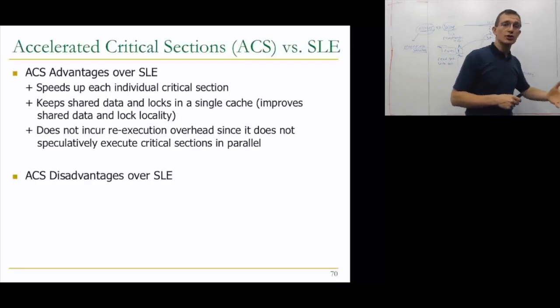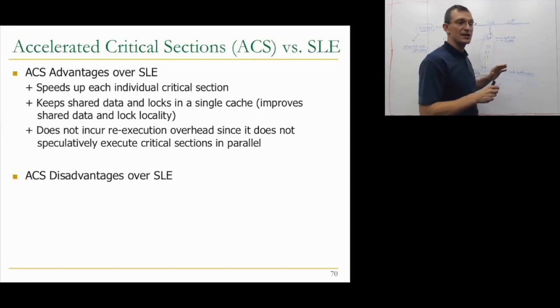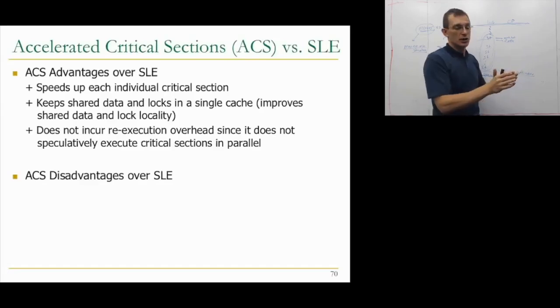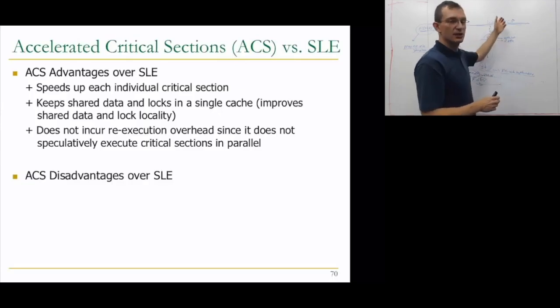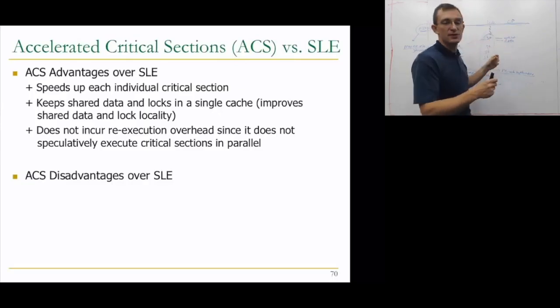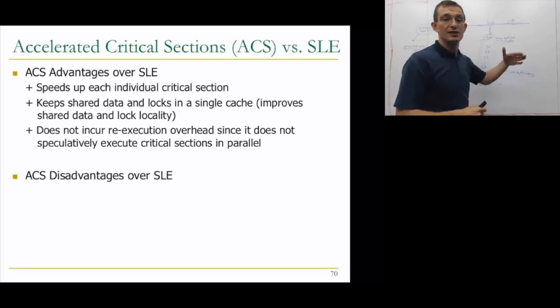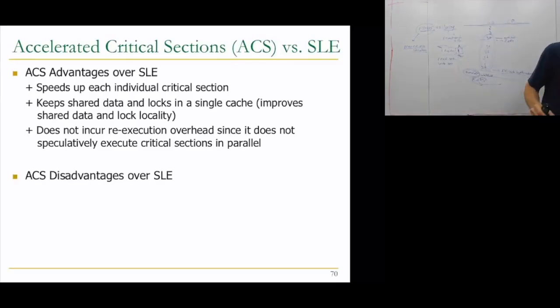And ACS works even in the presence of data conflicts. Right? If there are data conflicts, actually shipping them to a large core and serializing them there is a good idea, perhaps. Whereas with SLE, speculative lock elision, if there are data conflicts between critical sections, it incurs re-execution overhead. One of the critical sections needs to abort and re-execute. Right? So that's one advantage of ACS over SLE. It doesn't incur re-execution overhead since it doesn't speculatively execute critical sections in parallel.